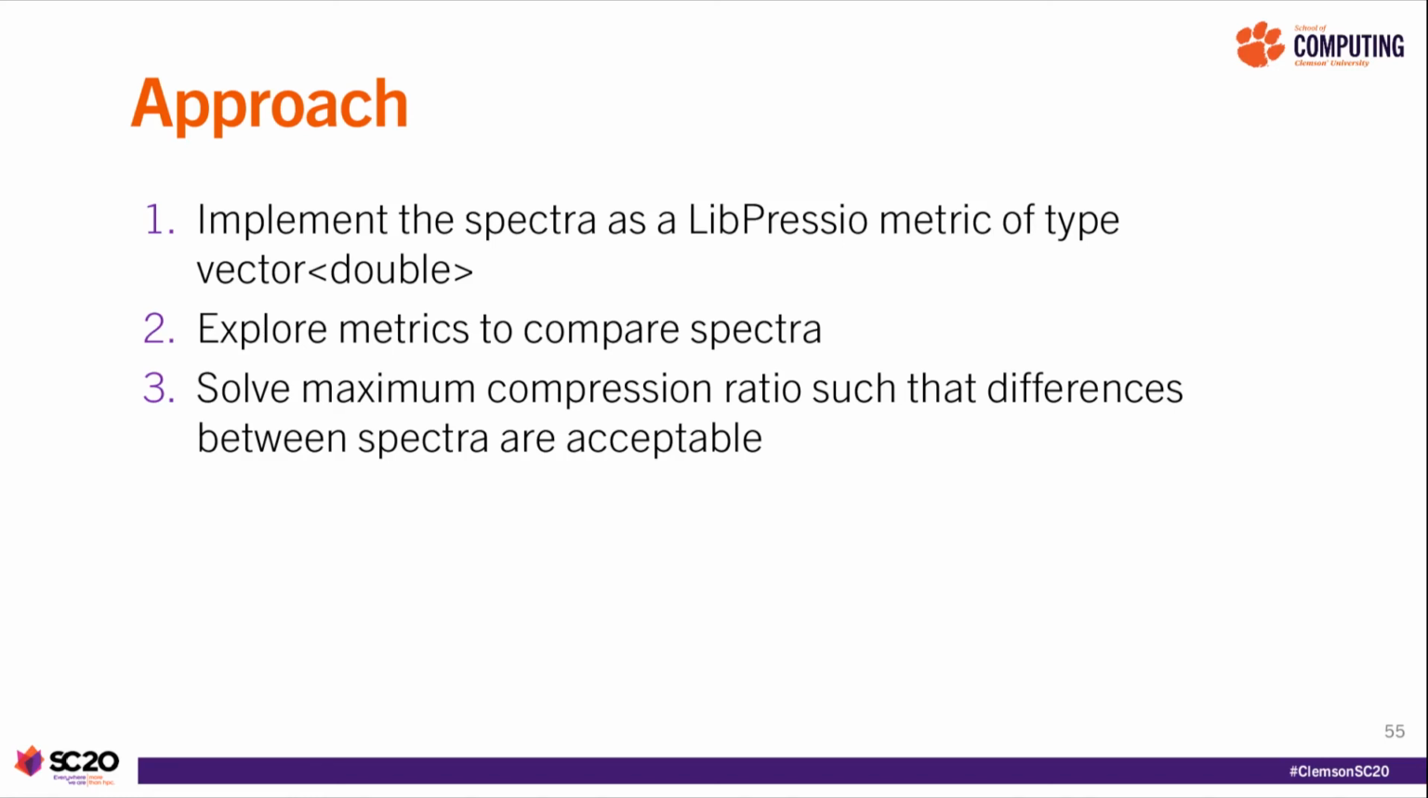In doing so, we then can compare these two vectors in order to have some idea of how different the respective power spectra are. There are currently several different metrics that are known to be useful in comparing spectra when viewed in this way, such as the Itakura distance or the log spectral error. By using these metrics and potentially others, we hope to solve for the maximum compression ratio such that the differences between the spectra are acceptable.